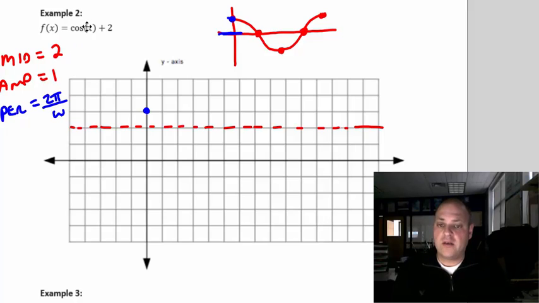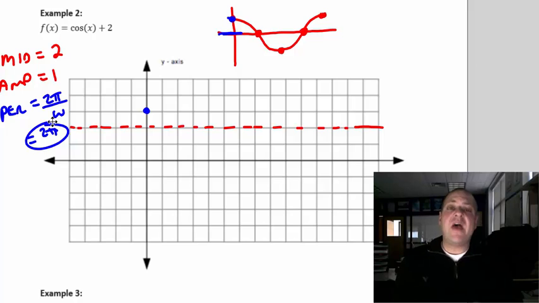And w is 1, because that's just the number in front of x. So this is 2 pi over 1. So the period is actually 2 pi. All right, so period is 2 pi. That means it takes 2 pi to make the full cycle. So if this was 0, this right here would be 2 pi.